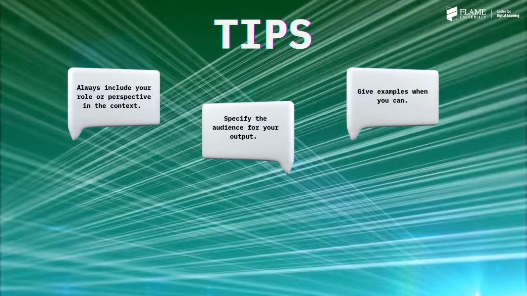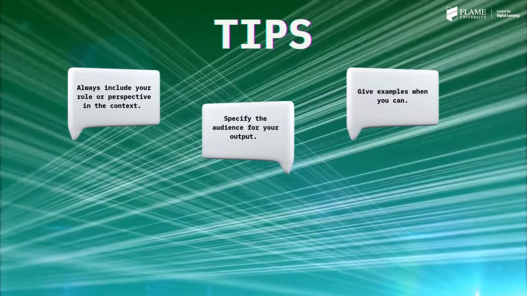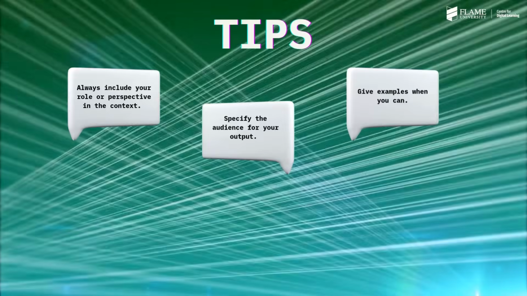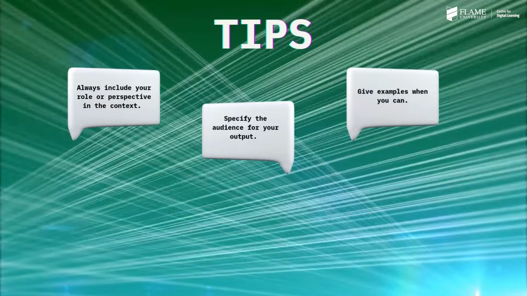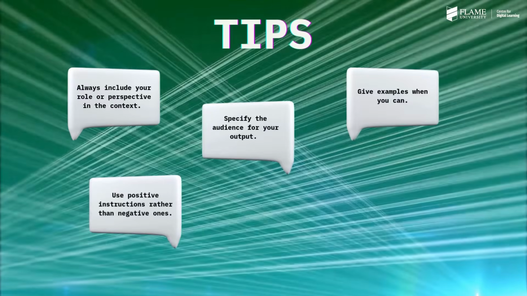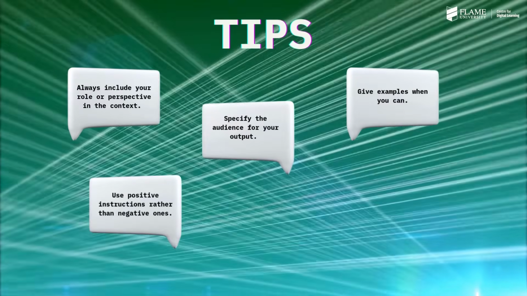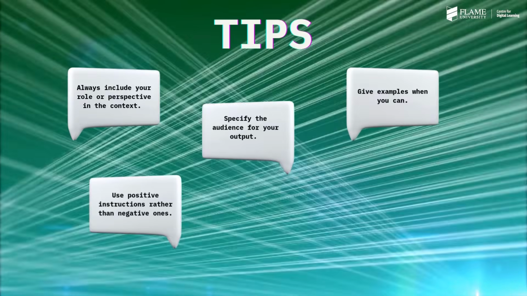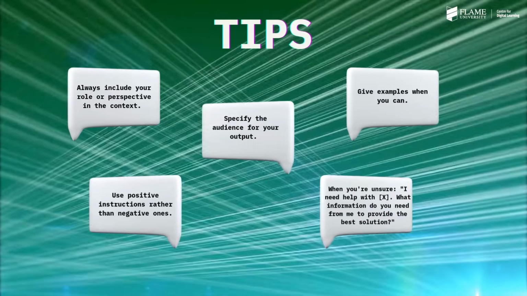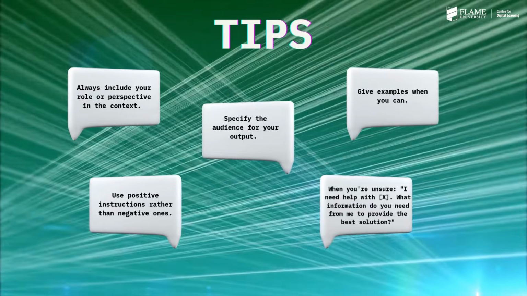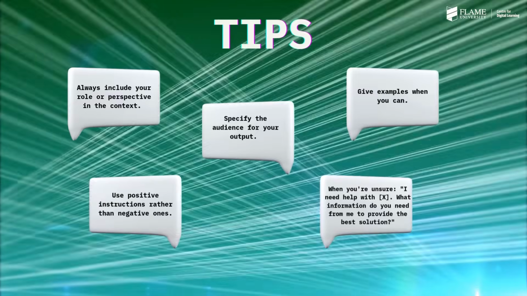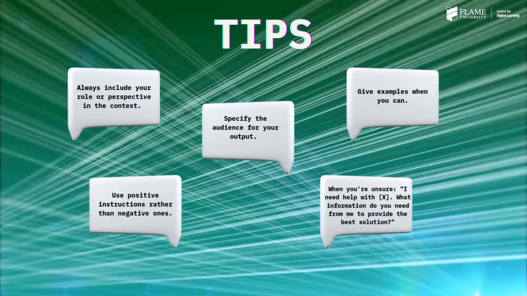3. Give examples when you can. If you want a specific style, show the AI an example and say, create something similar to this. 4. Use positive instructions rather than negative ones. Instead of don't be too formal, say use a conversational, friendly tone. 5th, when you're not sure what you need, start with, I need help with so-and-so. What information do you need from me to provide the best solution? Let the AI guide you.